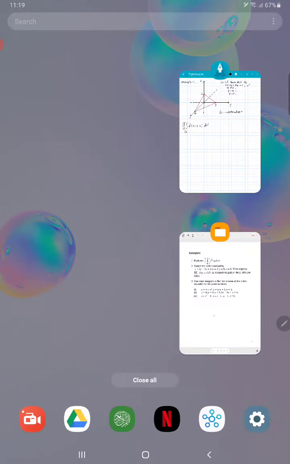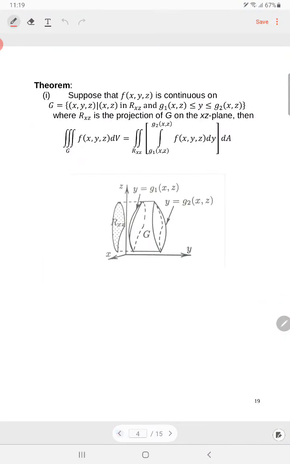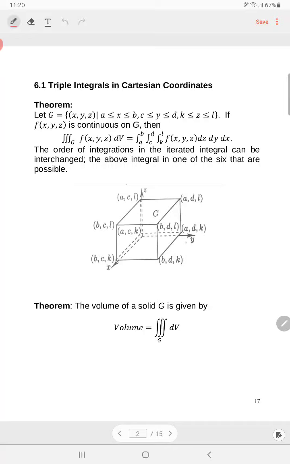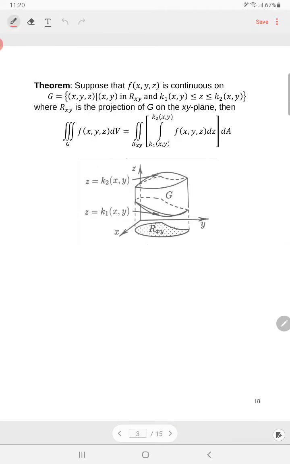Let's look at our notes again. Remember the theorem. Obviously our solid is not a cuboid, so we cannot just do the one from a constant to a constant. So let's say we want to project our solid onto the xy plane. So we want to project this onto the xy plane.